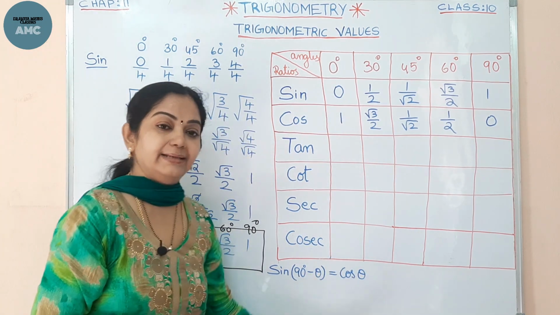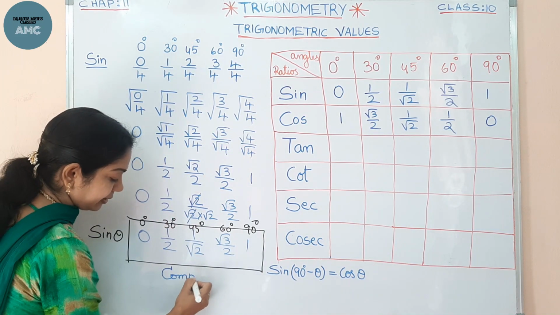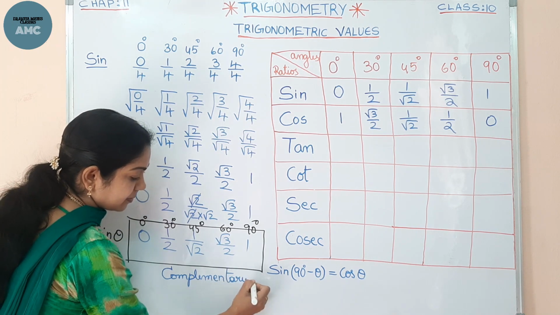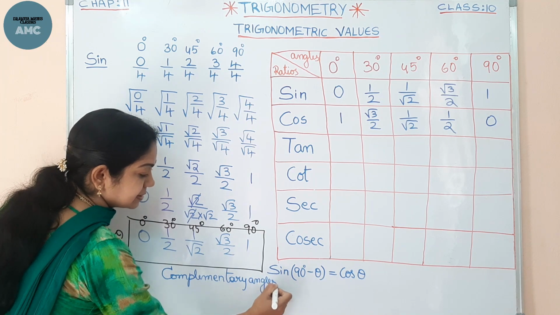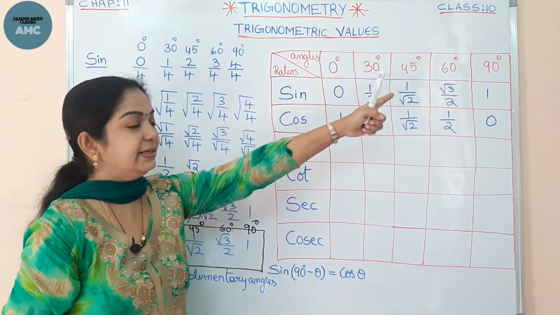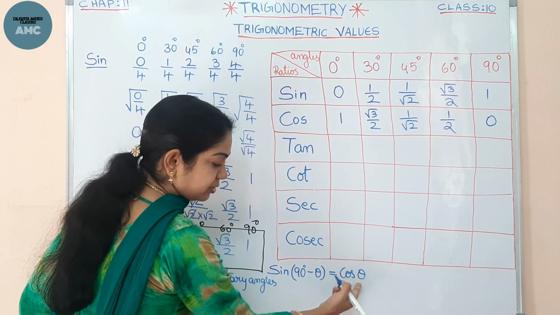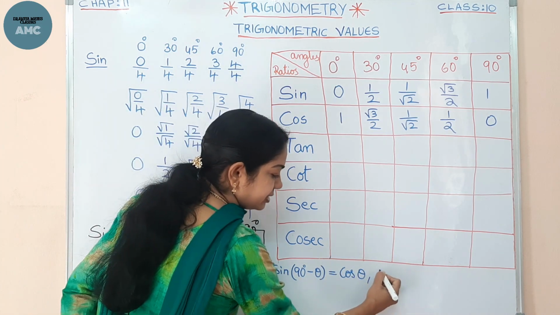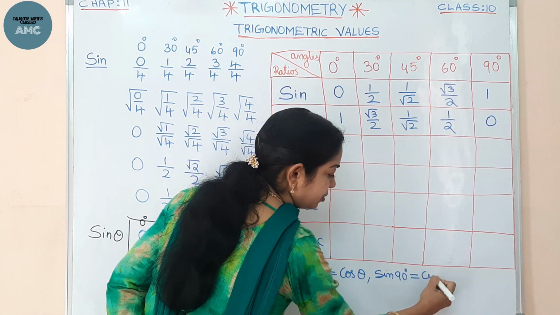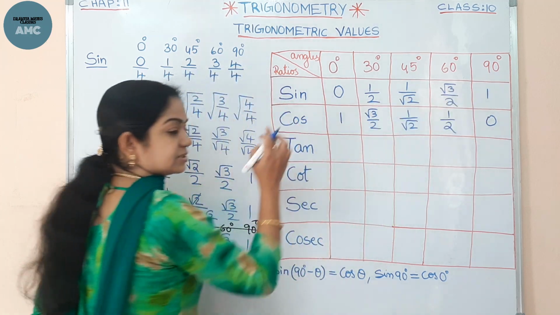Why? They are called the complementary angles, the complementary pair. Now, what do we mean by this? Here I got sine 90 degrees is equal to cos 0 degrees. Sine of 90 minus 0 is equal to cos 0 we got here. Sine 90 is equal to cos 0.